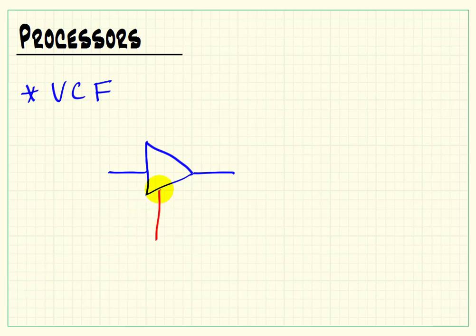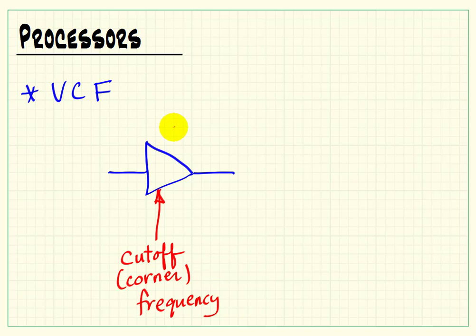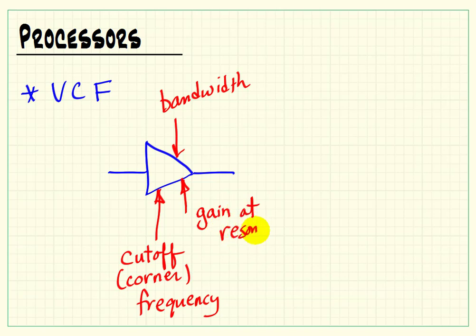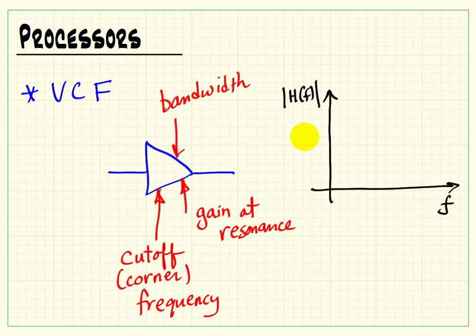and this is called the VCF, or voltage controlled filter. And these are very important because they give us the ability to shape the spectrum of the signal. And things we might adjust with our control voltages would be, say, the corner frequency, the bandwidth. If we were using a second order style filter, we can vary the gain at the resonance frequency.